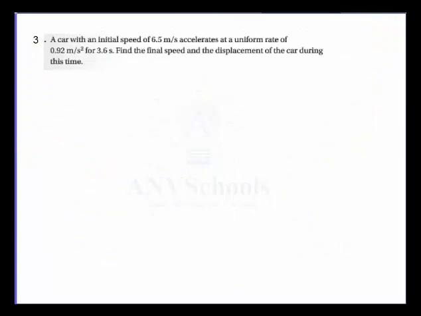Let's move on to the third example. A car with an initial speed of 6.5 meters per second, that's the initial speed. Let's list down the given quantities. Initial speed of the car is 6.5 meters per second. Accelerates at a uniform rate of 0.92 meter per second square, this is the value of acceleration, for t equals 3.6 seconds. Find the final velocity and displacement of the car during this time.